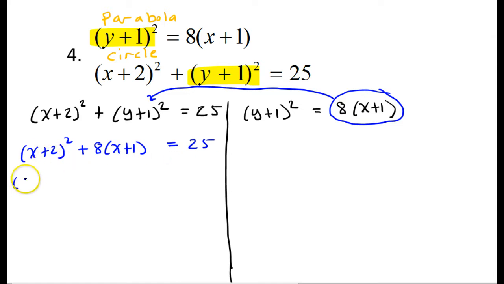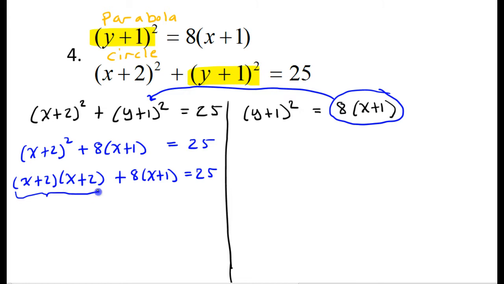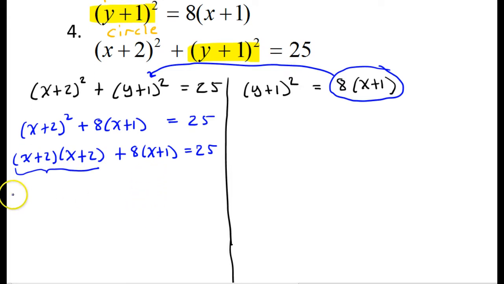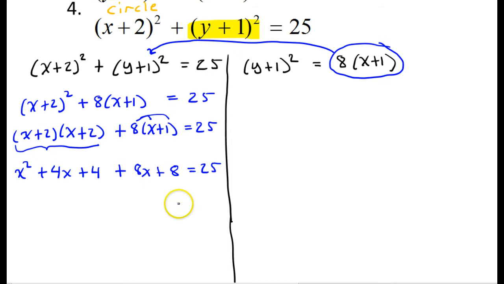The advantage of this is that I have all x's now. x plus 2 squared is the same as x plus 2 times x plus 2. And then the rest of it, 8 times x plus 1 is equal to 25. If I double distribute, or FOIL, whatever you want to call it, I'm going to get x squared plus 4x plus 4. And then I'll distribute here, so I will have 8x plus 8 is equal to 25.